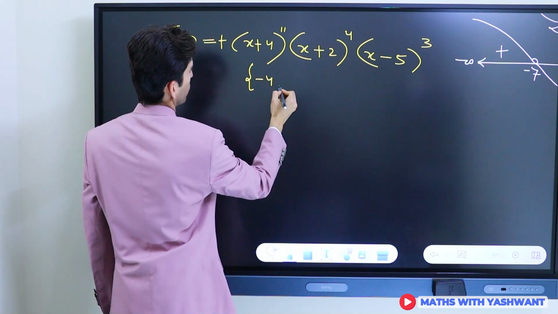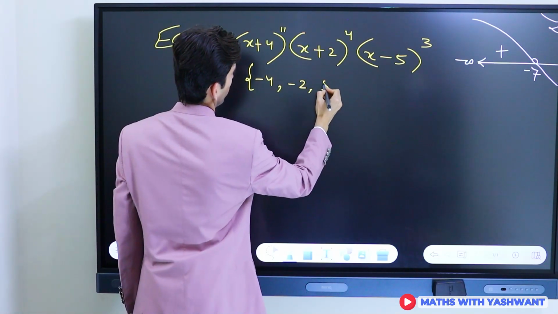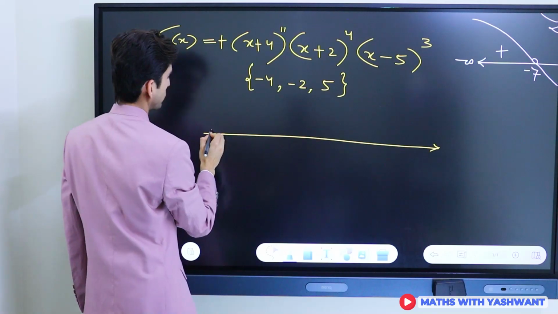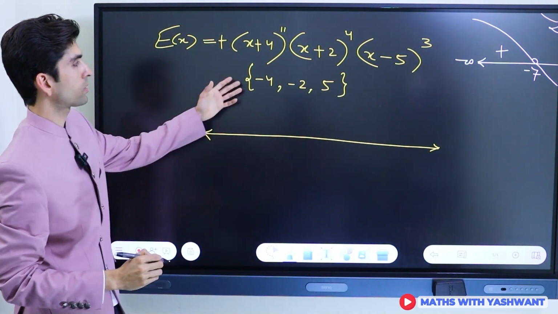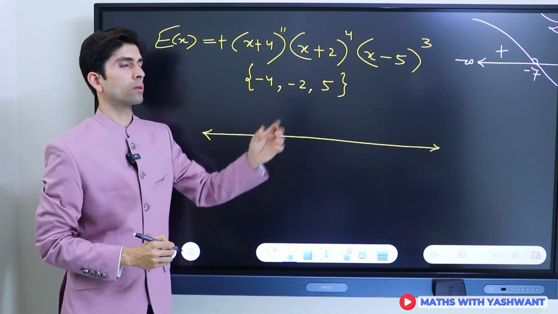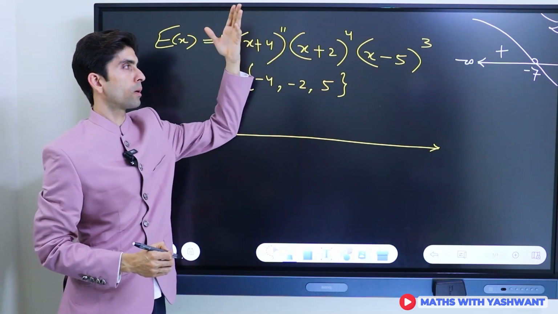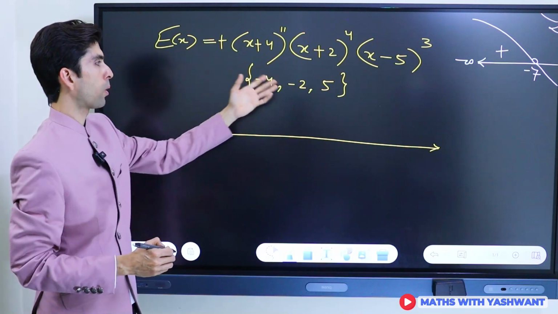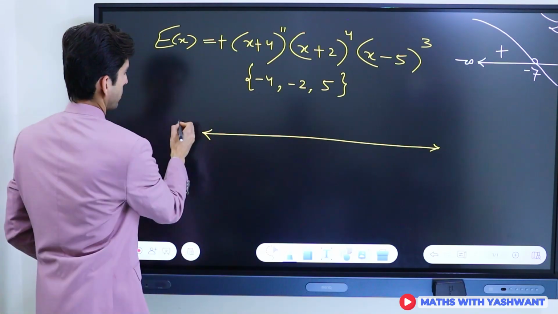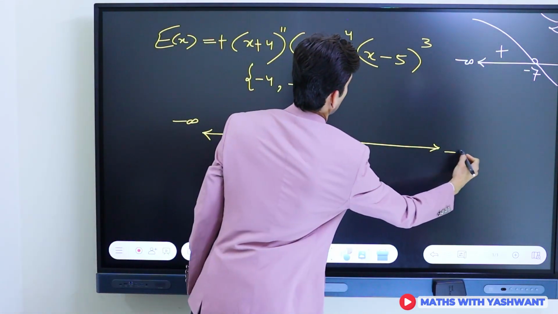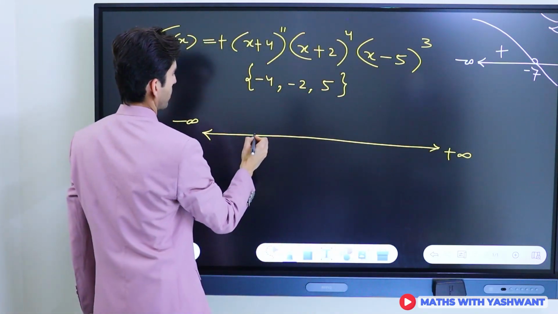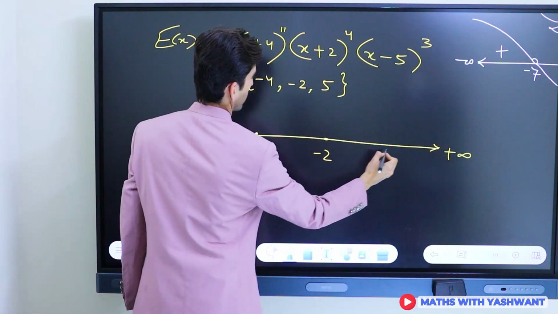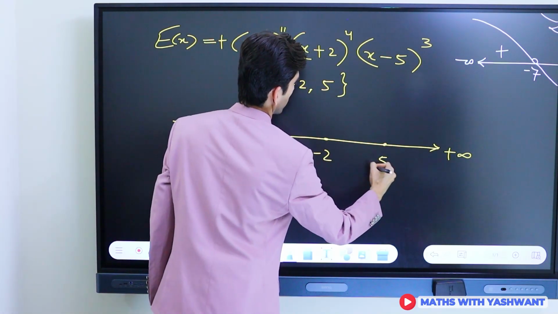So we have minus 4, then minus 2, and then 5. All these critical points correspond to the linear factors in the numerator. You can see in this expression we don't have a denominator. So we mark all the critical points using filled circles. The number line is running from negative infinity to positive infinity. We have minus 4 here, then minus 2, and then 5 here.